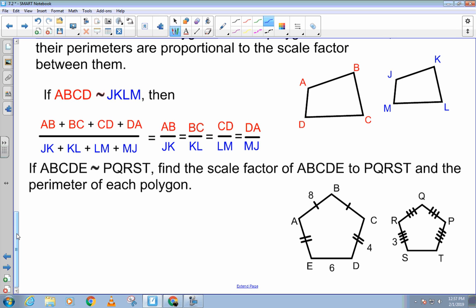Okay, so I'm going to look at this one first, and I have some congruency. I know that this is A, so that means that BC is A. And AE and CE are equal, so they are both 4. And I come over here, and I see that RS and PT are both 3, and I don't know what the other ones are. Now, it asked me to find the scale factor. What's the scale factor ABCDE to PQRST? 4 over 3. Because it says ABCDE to PQRST, so that's big to little, right? What is the perimeter of this?